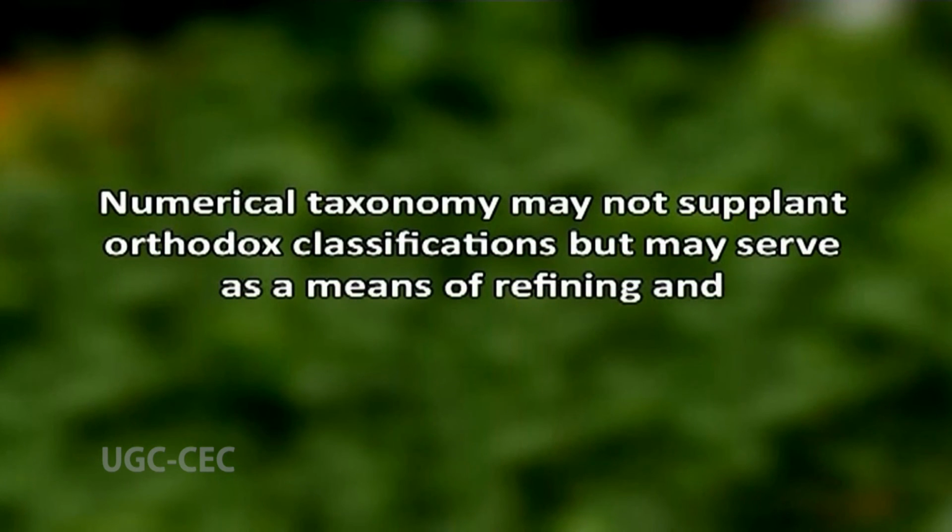In general, the results from the numerical taxonomy have not been found to be appreciably different from the earlier systems. In this view, some workers regarded this system of classification only as an extension of orthodox methods. In the end, it may be safely concluded that numerical taxonomy may not supplant the orthodox classifications, but may serve as a means of refining and improving them.